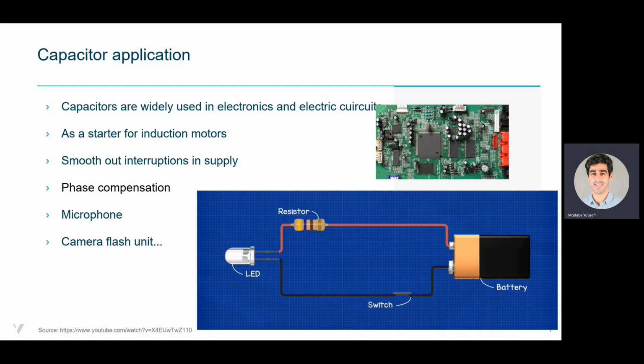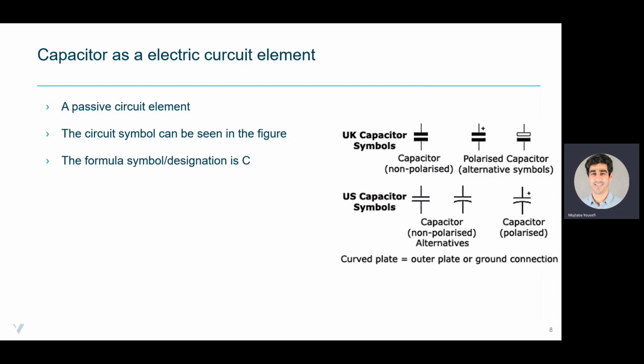In electric circuits, we show the capacitors with the following symbols, for example, the UK symbol and the US symbol, which is two parallel lines connected to two wires. And here you can see non-polarized capacitors against polarized capacitors. For the polarized capacitor, there is a positive sign on top of one of the plates, which means this part must be connected to the positive side of an outside voltage source. In formulas, we show the capacitor with a C.